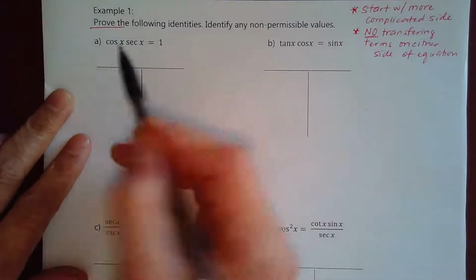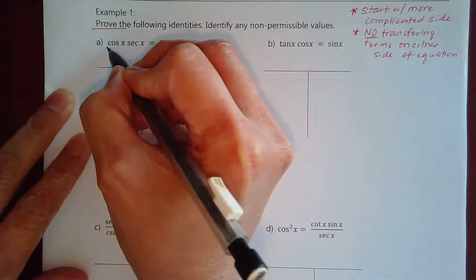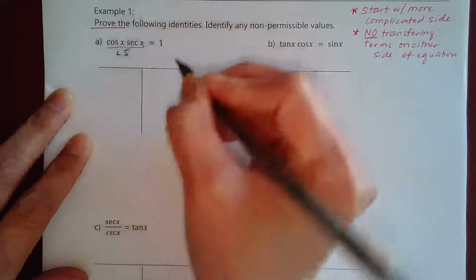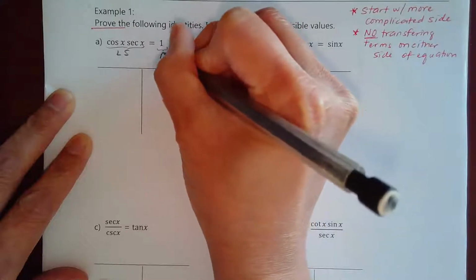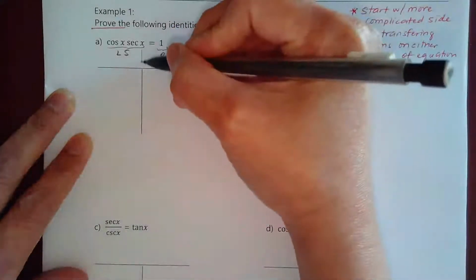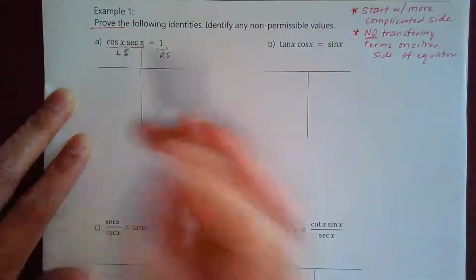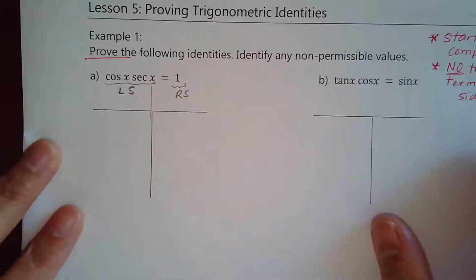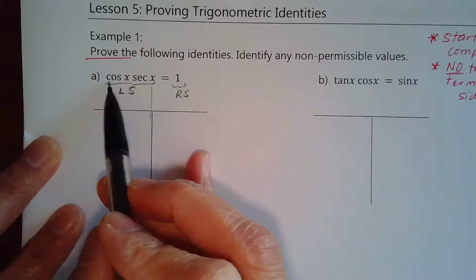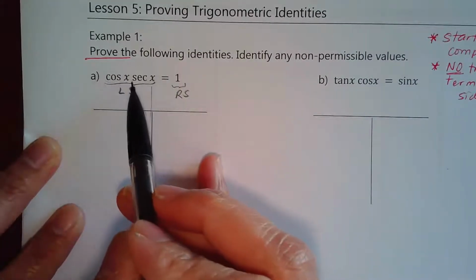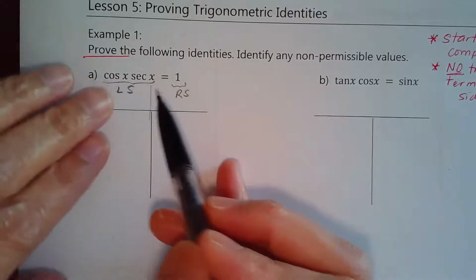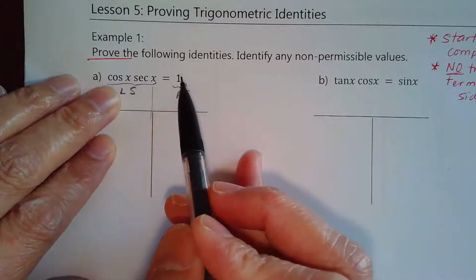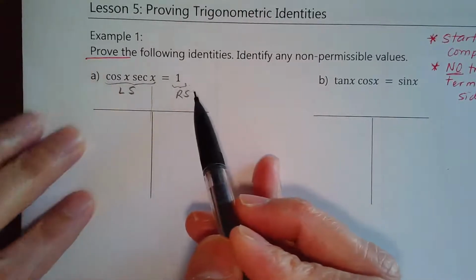So we are going to have this, which is the left side, and then this is the right side. Let's bring it a little bit closer so we can see it properly. We're going to start with the more complicated side and see if we can simplify it in a way that it looks like the right side. And that's how we are going to prove it.